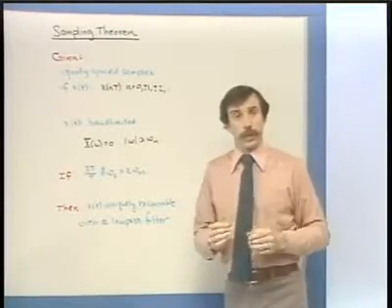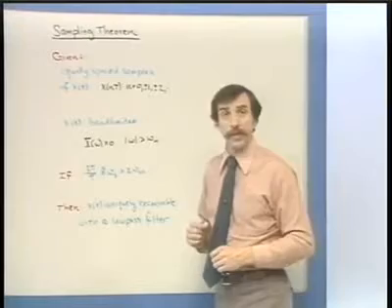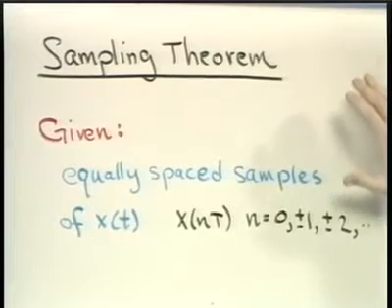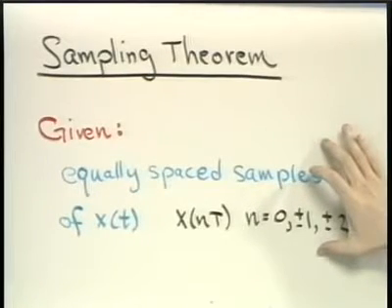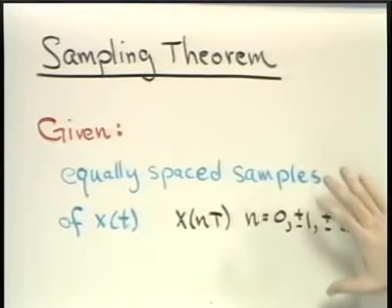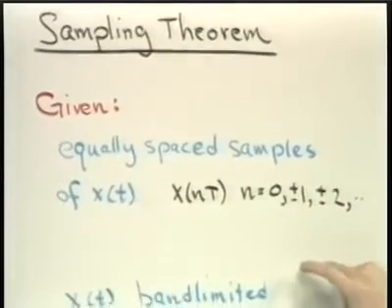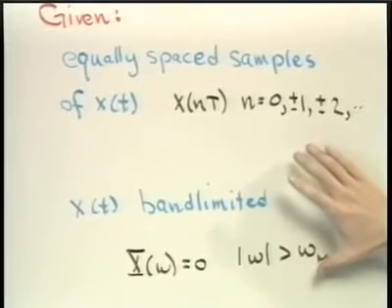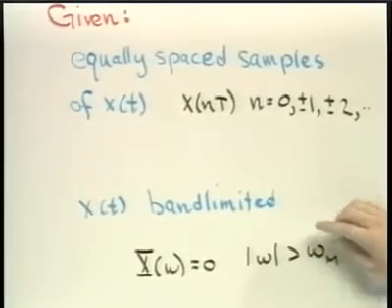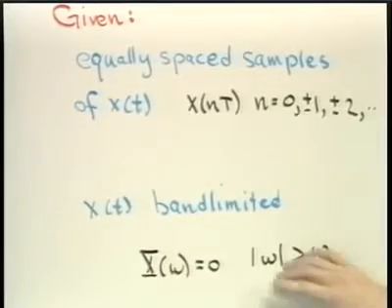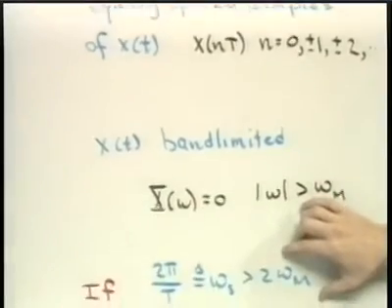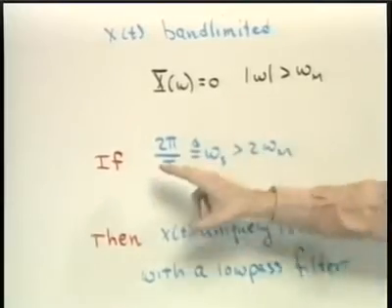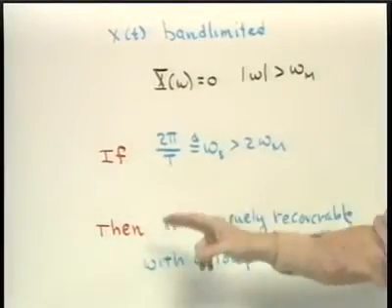The formal statement of that is referred to as the sampling theorem, a very powerful theorem, that says if we're given equally spaced samples of a time function, and if that time function is band limited, and if the sampling frequency is chosen in the right way in relation to the bandwidth, then the original time function is uniquely recoverable with a low-pass filter.